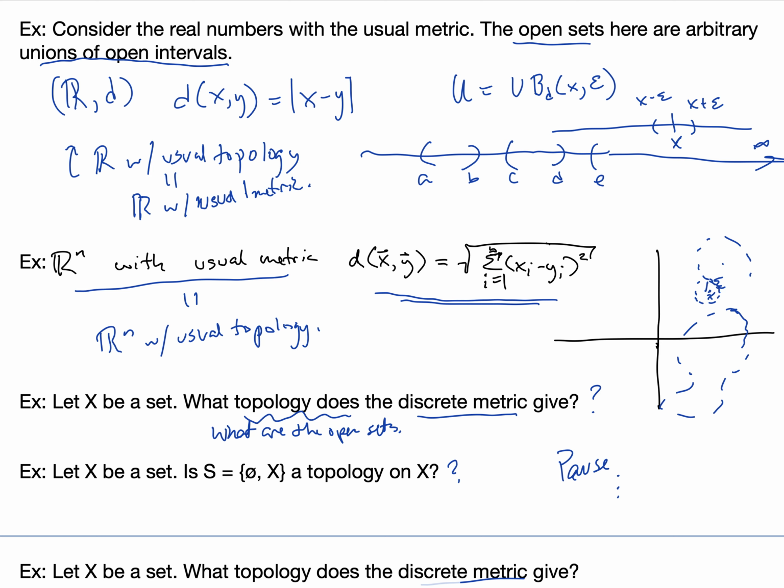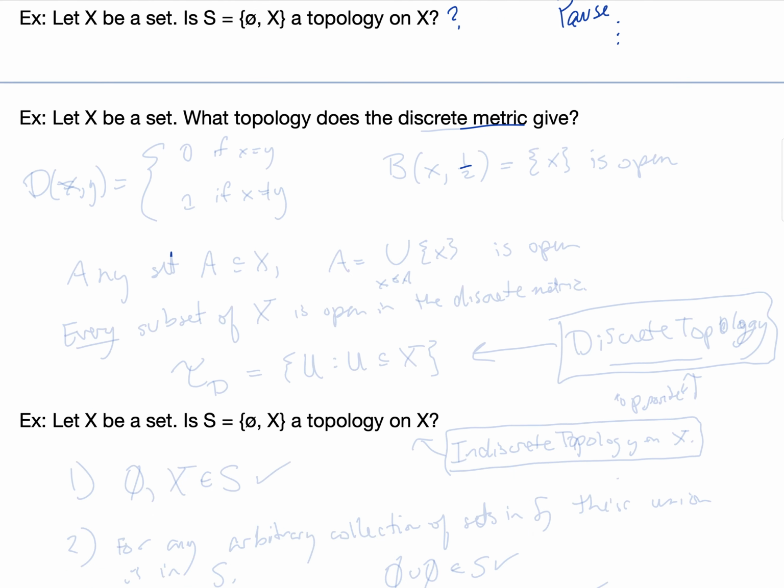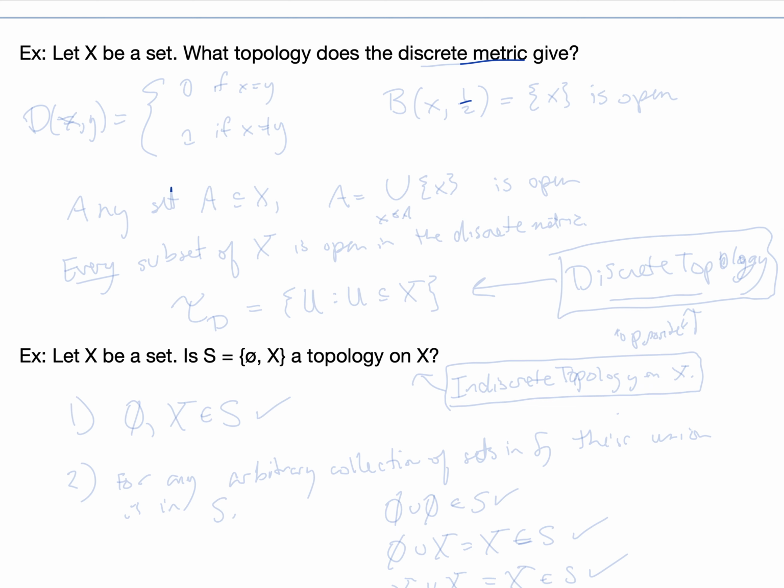Okay, X is a set. What topology does the discrete metric give?